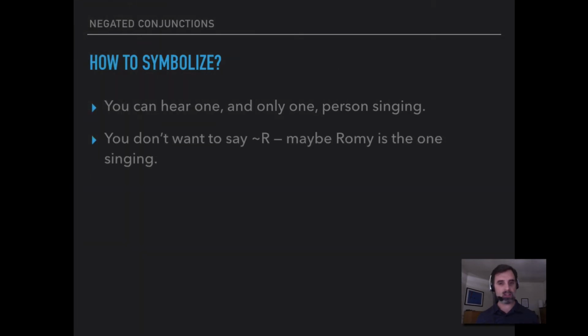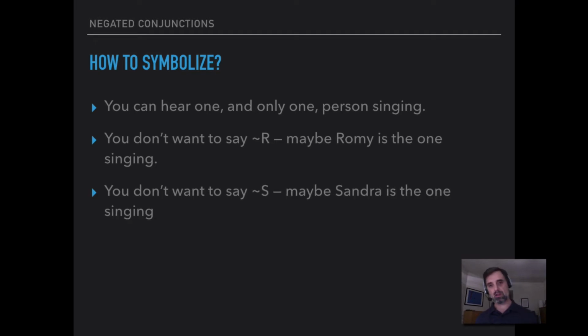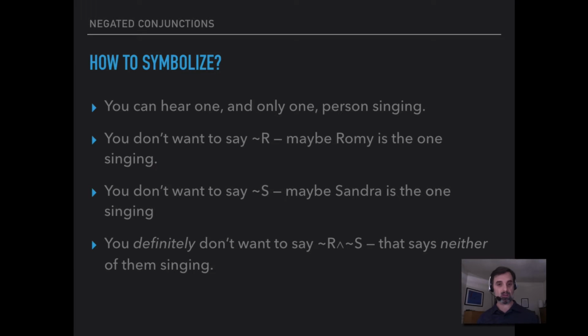So you don't want to say not R, because maybe Romy is the one singing. And you don't want to say not S, because maybe Sandra is the one singing. And you definitely don't want to say not R and not S. That says both of the things you don't want to say. That says neither of them are singing. And you know that's not true, because at least one of them is singing.